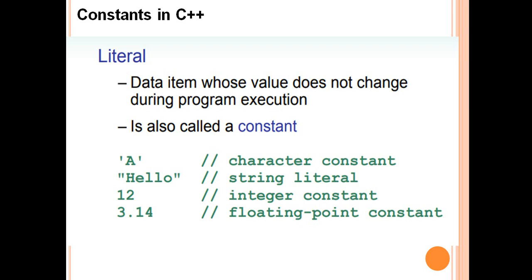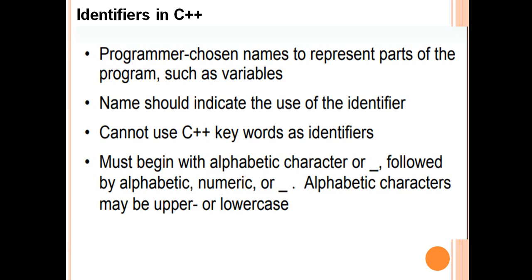Constants in C++, we have here literals. A data item whose value does not change during program execution is called a constant. In this example, we have 'A', a character constant; "hello world", a string literal; 12, an integer constant; and 3.14, a floating point constant.